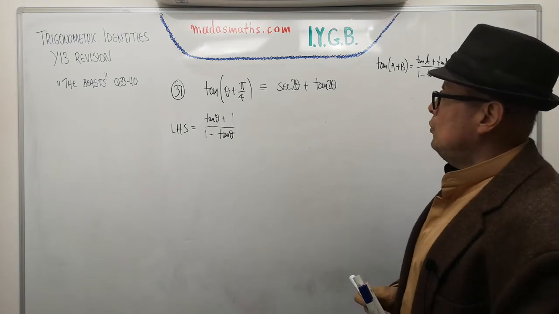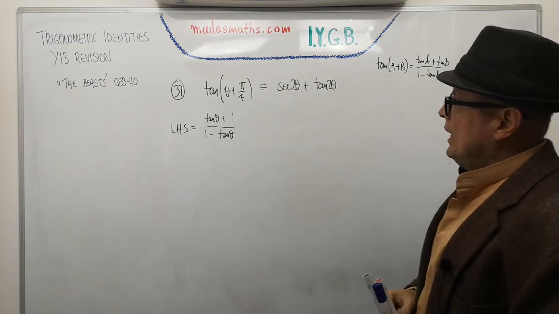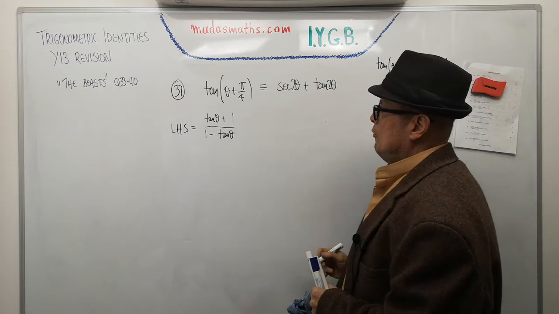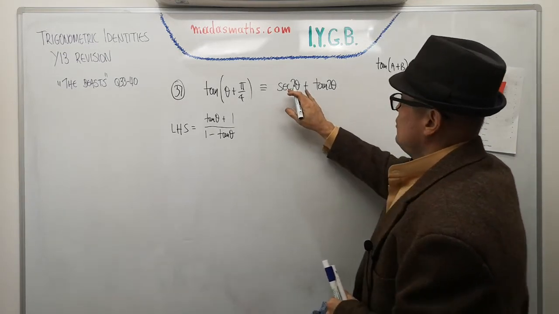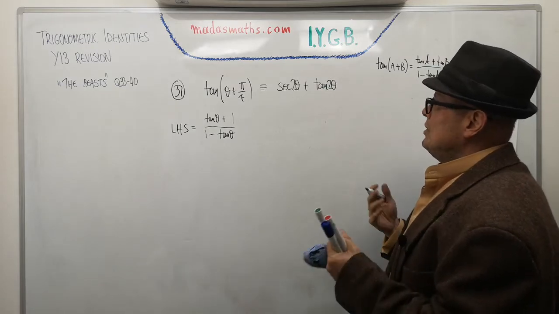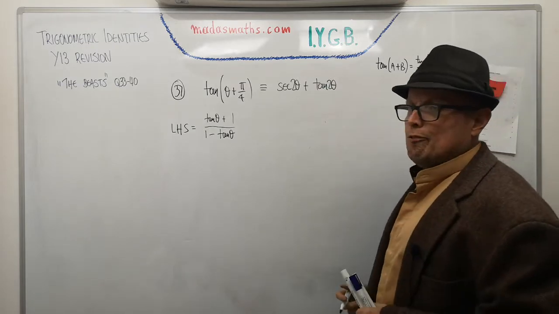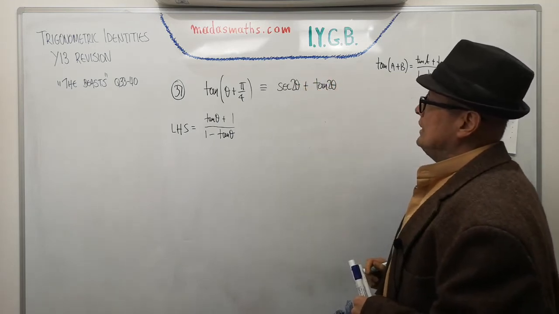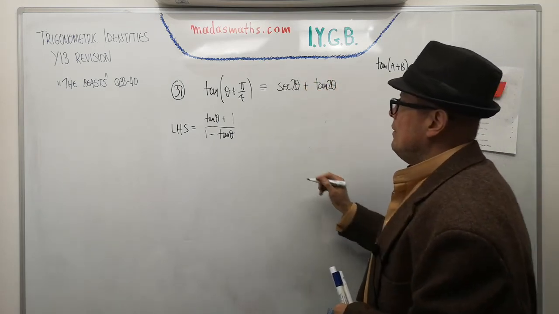So what do we do next in this particular question? For something like this, I've got secs in there and tans, and I'm going to go to double angle. So I prefer to see them in sines and cosines because I can recognize these quantities better if I'm in sine and cosine.